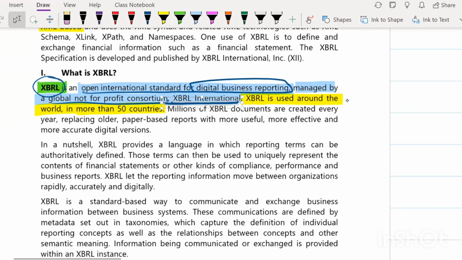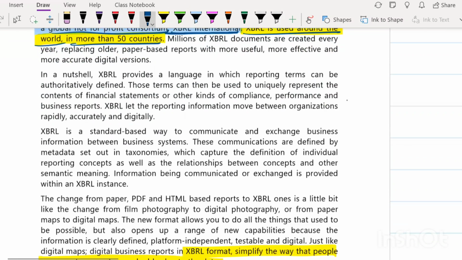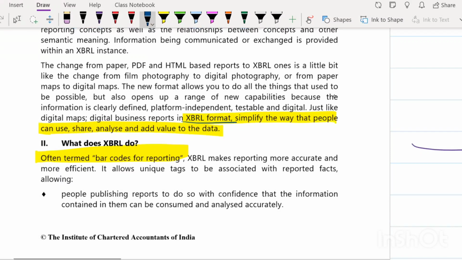Okay, so these are the people who add the elements in the financial reporting world. Okay, so XBRL is used around the world in more than 50 countries. The XBRL format is usually used to simplify the way that people can use, share, analyze and add value to the data. Because people in India might write it as trade payable, in the US they might write it as creditors. So they can be different. So now if it is all the same, then it's easier for people all over the world to understand and also interpret the information given.